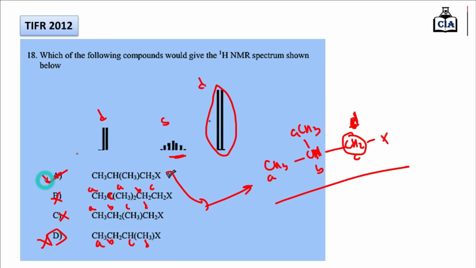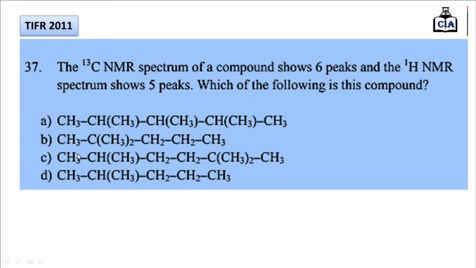Now next question from the TIFR 2011. In this question we have to find out the total number of carbon 13 NMR signals. The compound shows a total of 5 peaks.